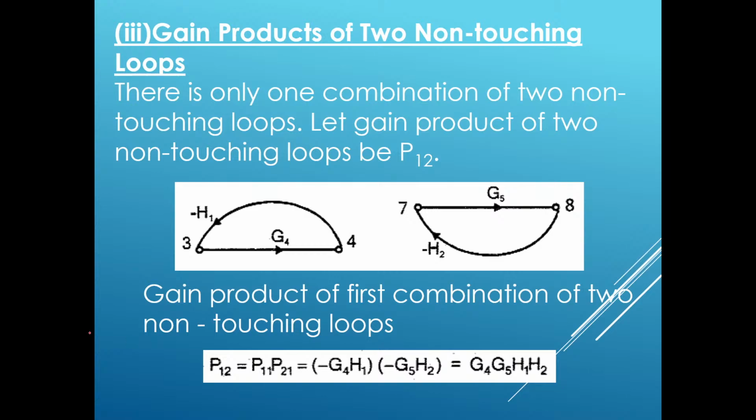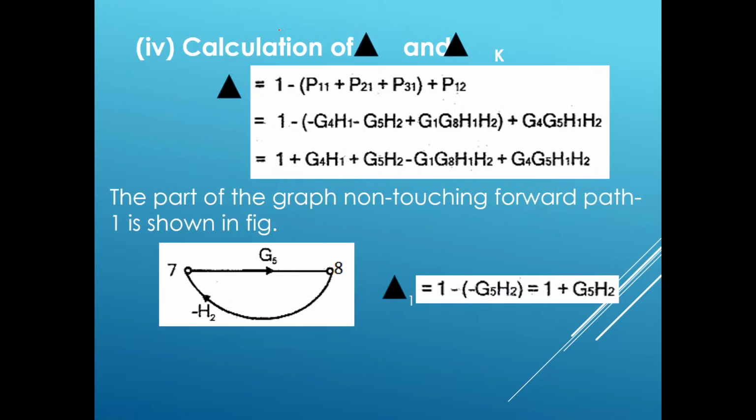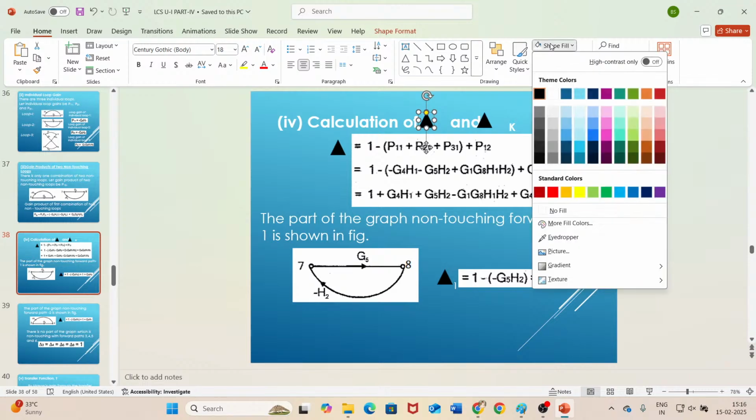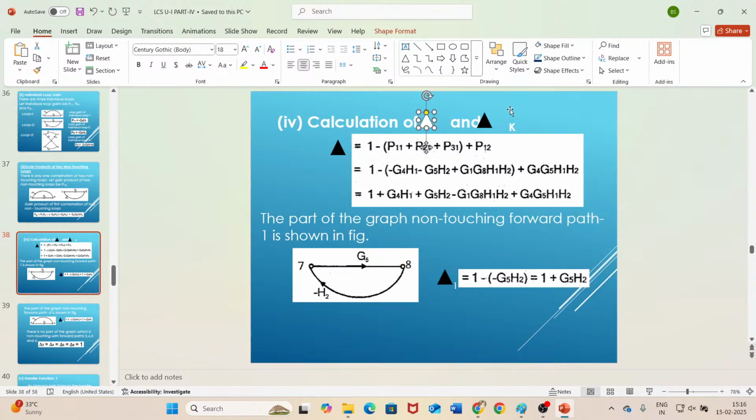Now let us calculate this delta and delta k values. So what is our k? How many forward paths were there? Total 6 forward paths were there. So k is 6. So let us calculate the delta and delta k. I will just remove this darkness, this delta.